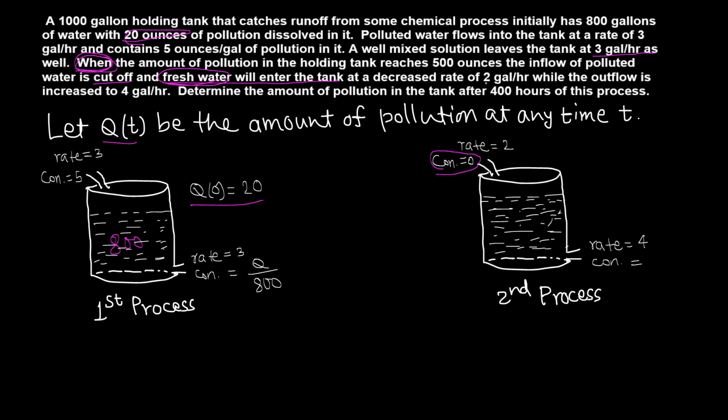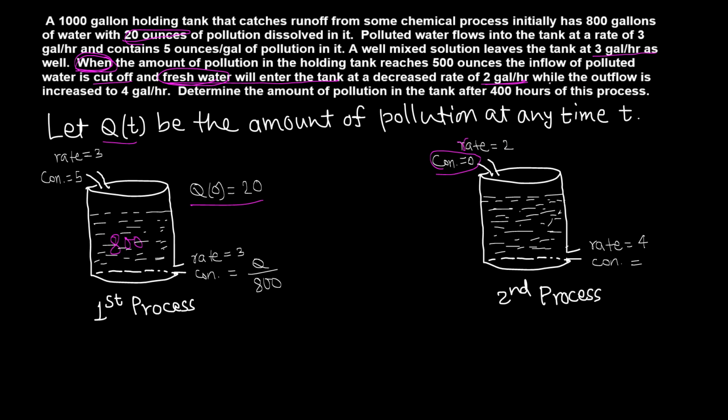At a decreased rate of 2 gallons per hour. It was 3 initially, now it's 2. Fresh water means concentration 0 at the rate of 2 gallons per hour. So we need to find the time when the tank gets 500 ounces of pollution, then this second process starts. In the second process, the rate is 2, concentration is 0.